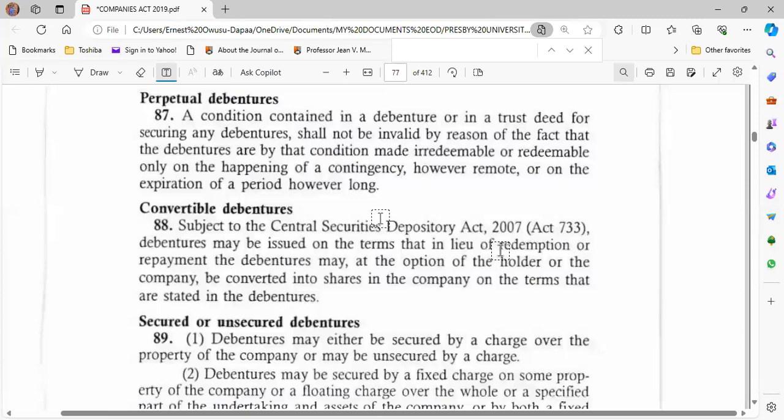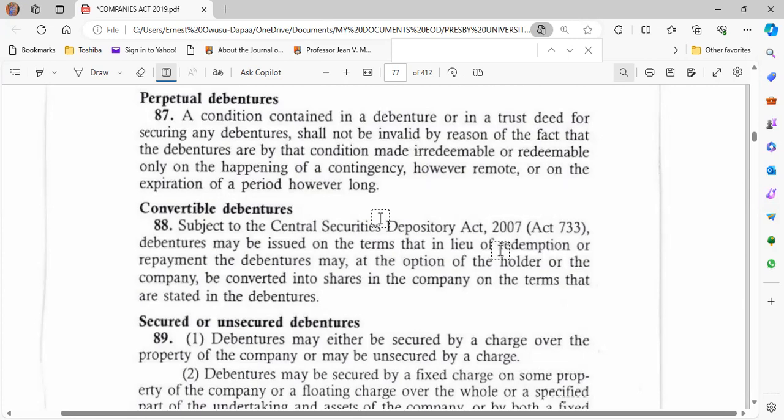Now, that notwithstanding, the lawmaker is saying that it is still possible for a perpetual debenture to be created. What is a perpetual debenture? A perpetual debenture is a debenture which is created in such a way that it is practically irredeemable. When we say redeemable, that is to say that the debenture holder can return the debenture to the company and then the company will pay his money and interest back to him or her. So that is a redemption.